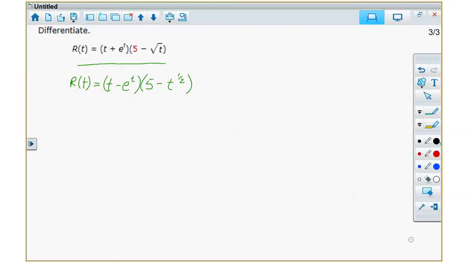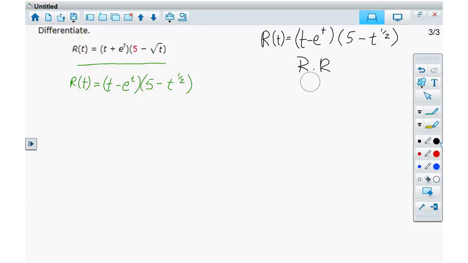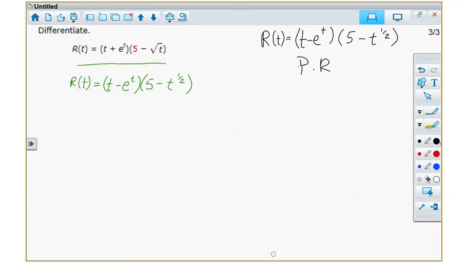Okay, so over here is going to be R of t is equal to t minus e of t, 5 minus t to the 1/2. We'll do product rule here. Product rule there, and over here we'll do FOIL method first.